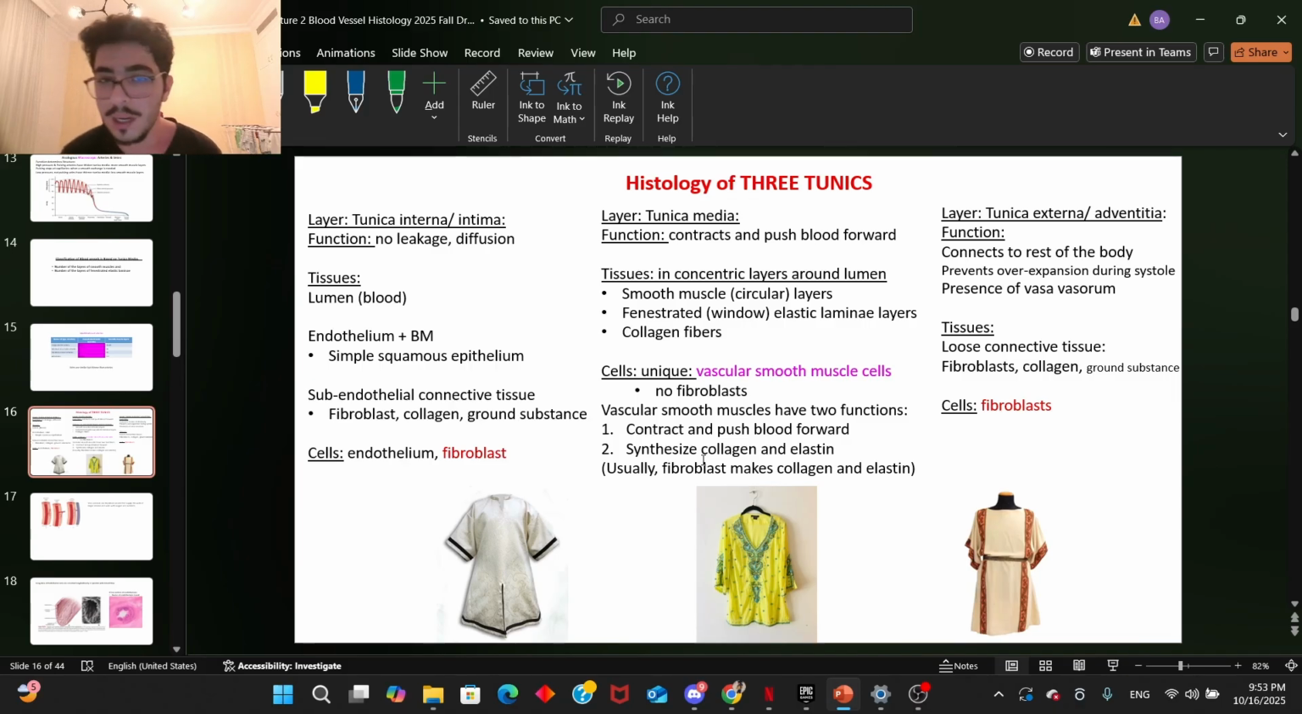It's just going to contain connective tissue, and loose connective tissue to be more specific: fibroblasts, collagen, ground substance, which are all basically just loose connective tissues. Okay. Now there are important functions of it.